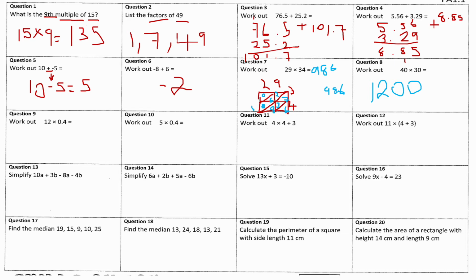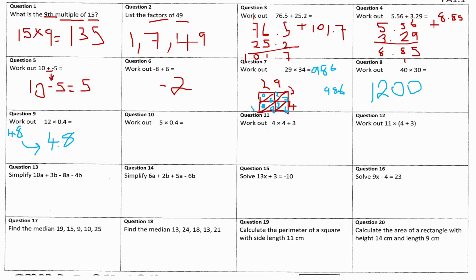This is question number 9, guys. Work out 12 times 0.4. Well, 12 times 4 is 48. So divide that by 10 and I get 4.8. Because if I ignore the decimal point there, 12 times 4 gives me 48. But I'm timesing it by 0.4, so the answer needs to be 10 times smaller. So it's 4.8.